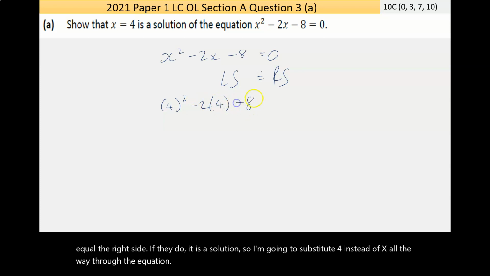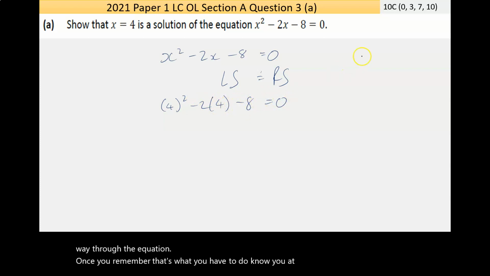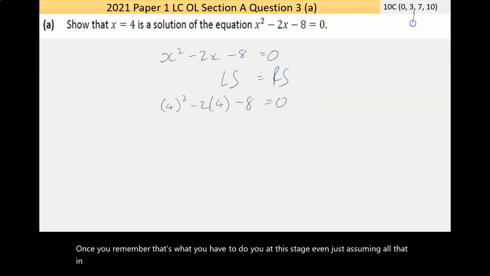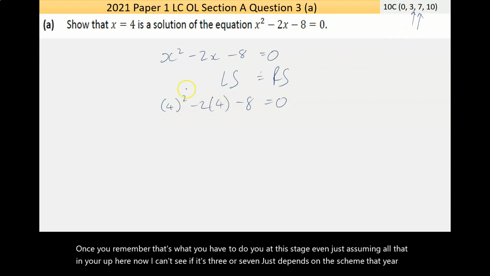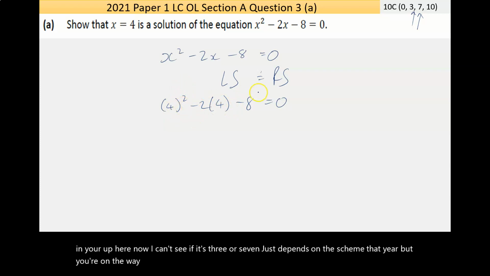Now, once you remember that's what you have to do, at this stage, even just by subbing all that in, you're up here. Now, I can't say if it's 3 or 7. It just depends on the scheme that year, but you're on the way. And then it's just a matter of going left to right, as always. You can put the whole thing in the calculator or just work it out.